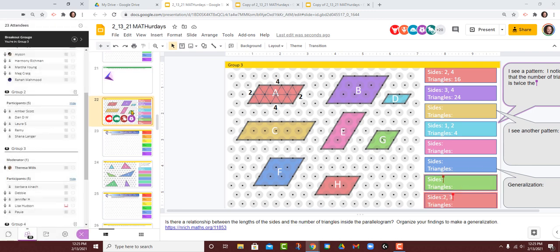Hey there, group 3. How's it going? Isn't this a really weird way of thinking about area and the side lengths? Yes, it's very strange.